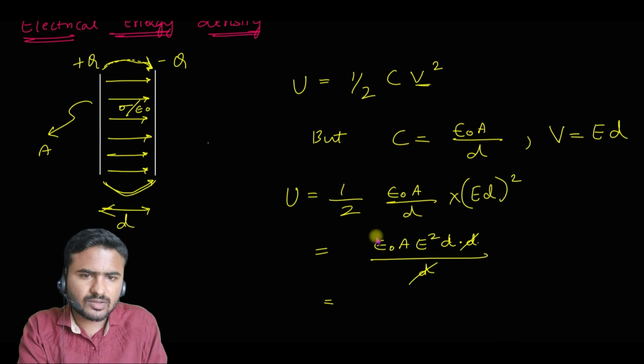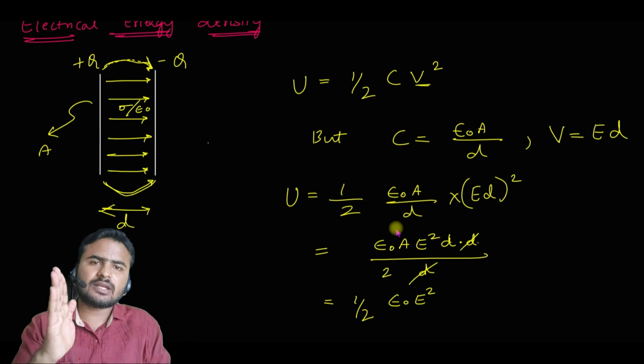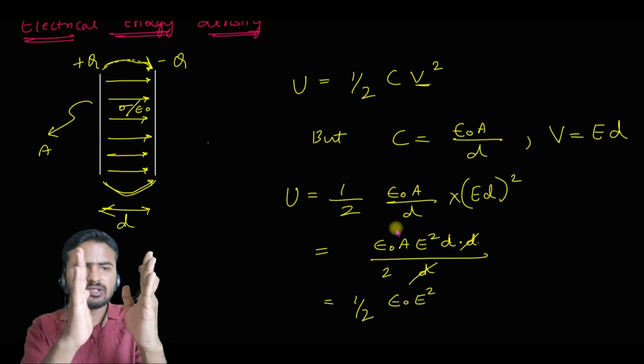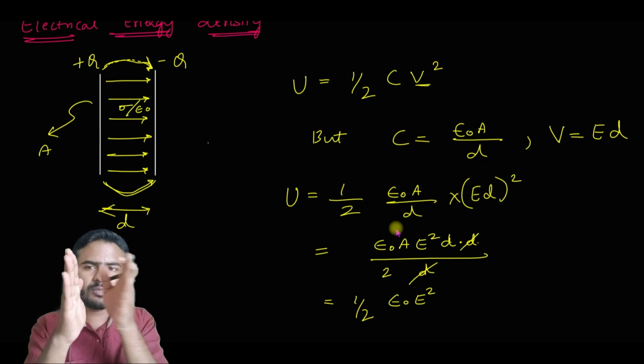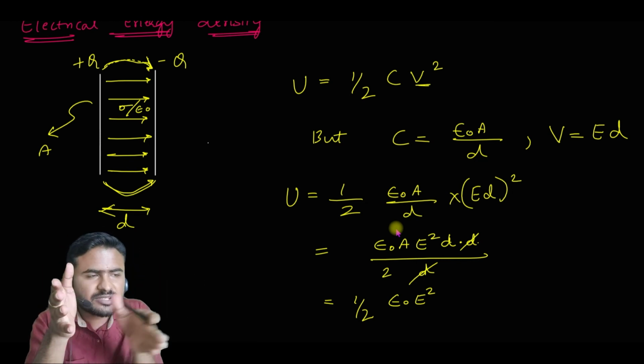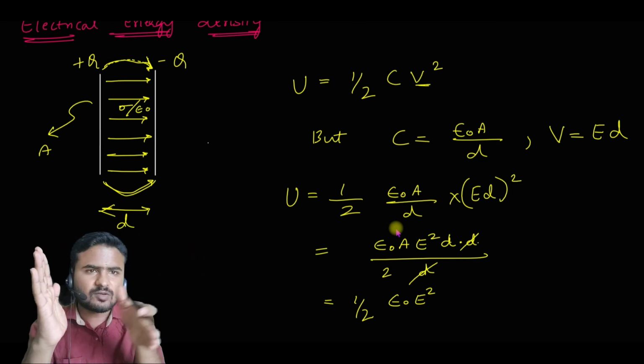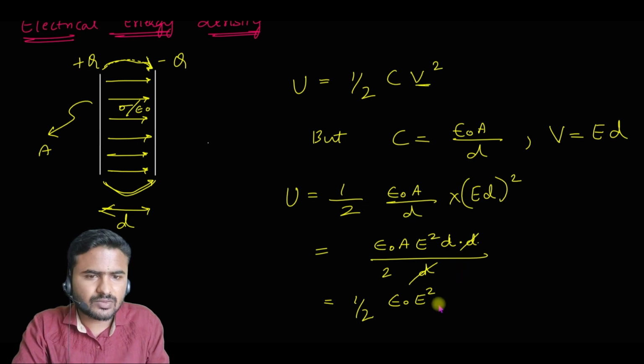So what do I get? And a half is missing here. So I get half epsilon naught E square into A into D. The area of the plate into the distance between the plates will give you the volume of the gap, the volume of the air gap region between the capacitor plates. The volume of that region will be capital A into D. So I'm going to write it as capital V, because volume is A into D.